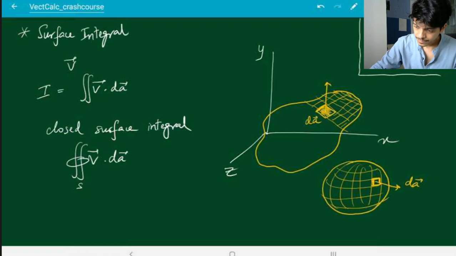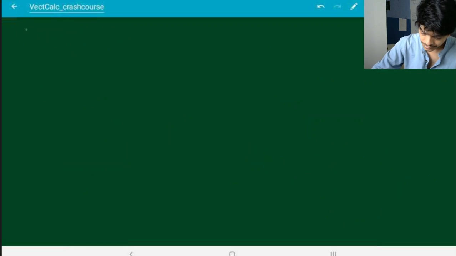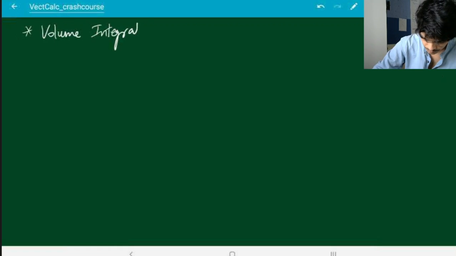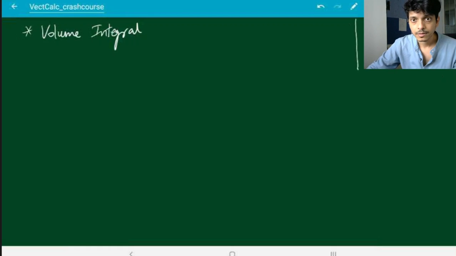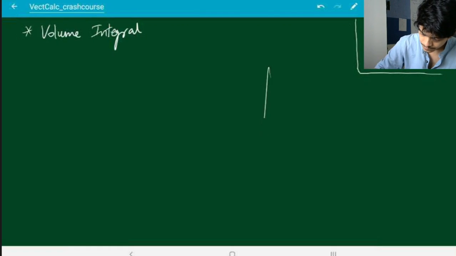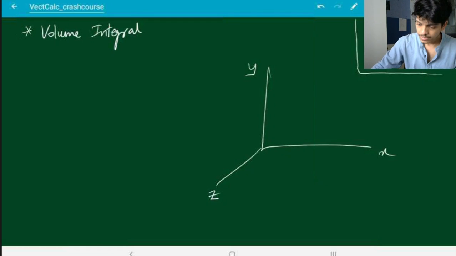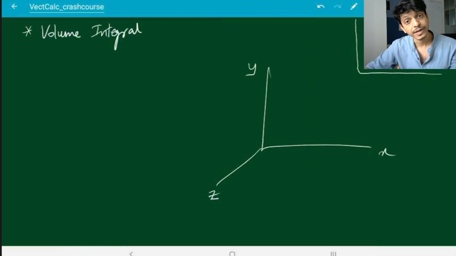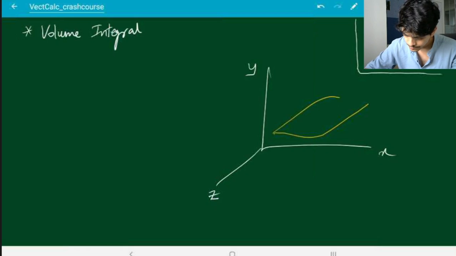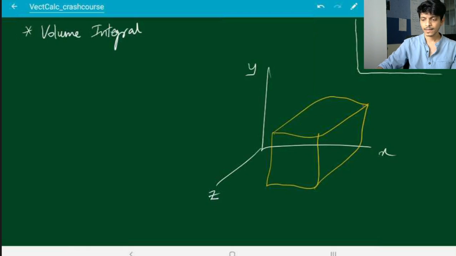And then finally, we've done line integral and surface integral. The next thing we will talk about is a volume integral. So over here, again, x, y, z. Now I want to integrate my vector field not over a line or over a surface, but over an entire volume. So suppose there is some kind of shape over here. For simplicity, let's call it a cube or a cube-like shape, something like this. And I want to integrate my vector field V over this.